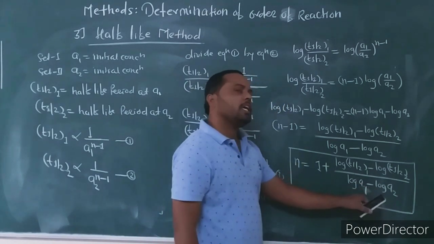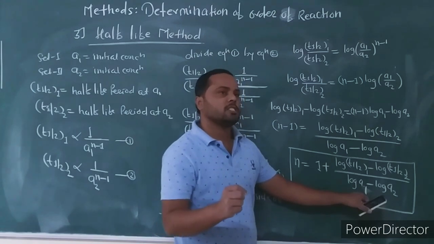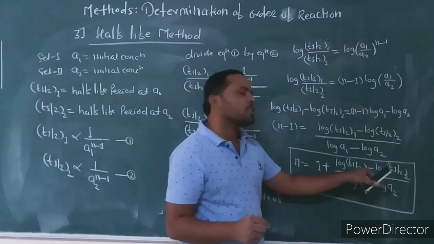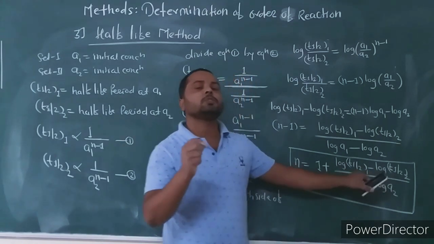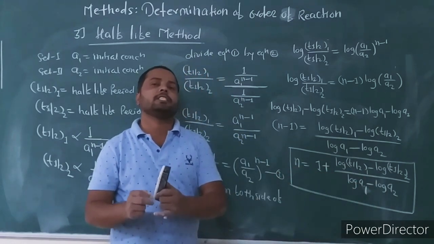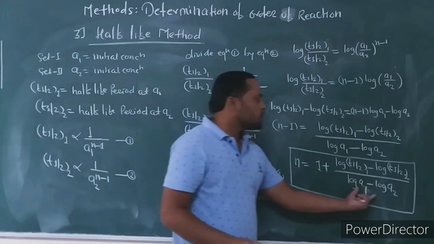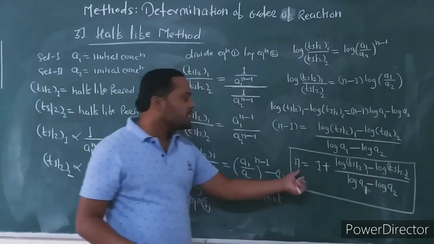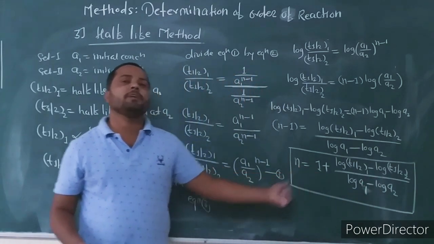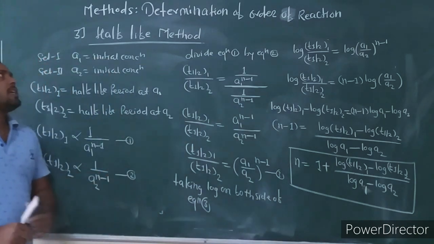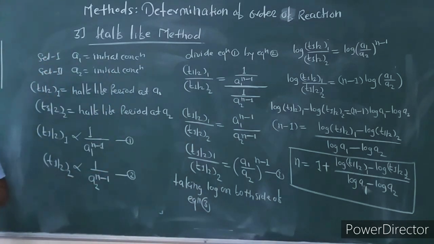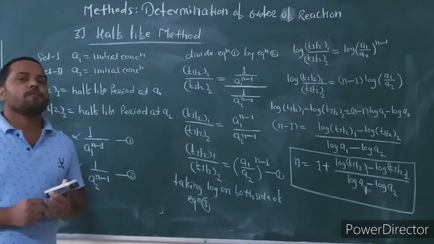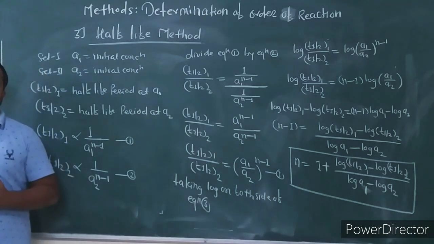If A1 and A2 are the two initial concentrations, at these two initial concentrations we can measure two half-life periods T half 1 and T half 2. If these two initial concentrations and these two half-life periods are known, then we can determine the order of chemical reaction. This is the half-life method which is used for determination of order of chemical reaction.